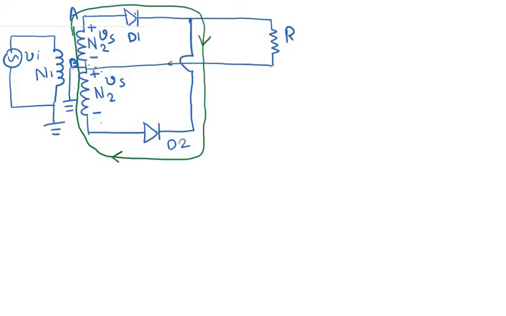Now let us name these points. This point is named A here, the center point is named B, we name this point C, let us call this point D, and let us call this point E. Now if we apply KVL to this loop, which is circled in green color, we get VCA plus VAD plus VEC equals 0.